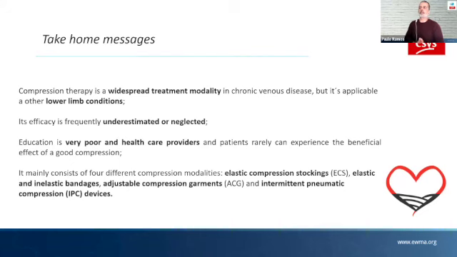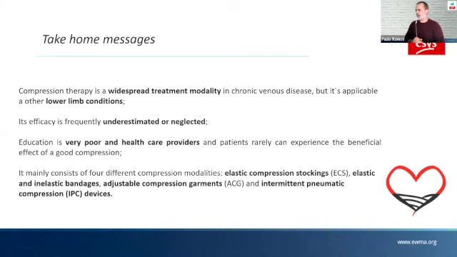Compression therapy is a very good treatment. It's a widespread modality for chronic venous disease, but it's applicable in a lot of other conditions to help us solve some of the most serious wounds on the lower legs. Its efficacy is frequently underestimated and neglected. That's why it's not so widely applied. But it's a very effective treatment, and we could control pain with compression therapy. We could give a lot of quality of life to our patients.